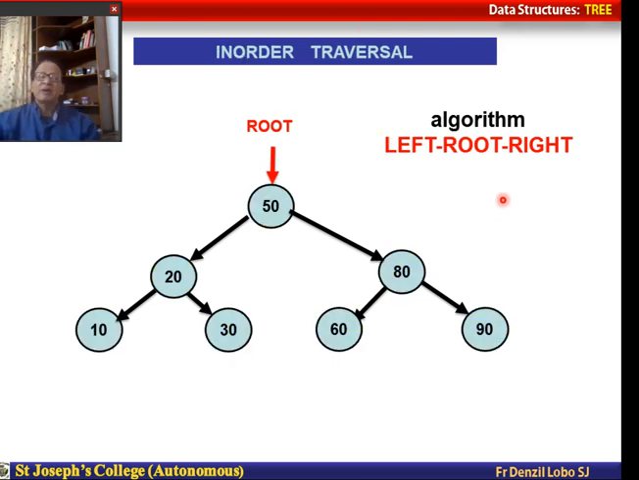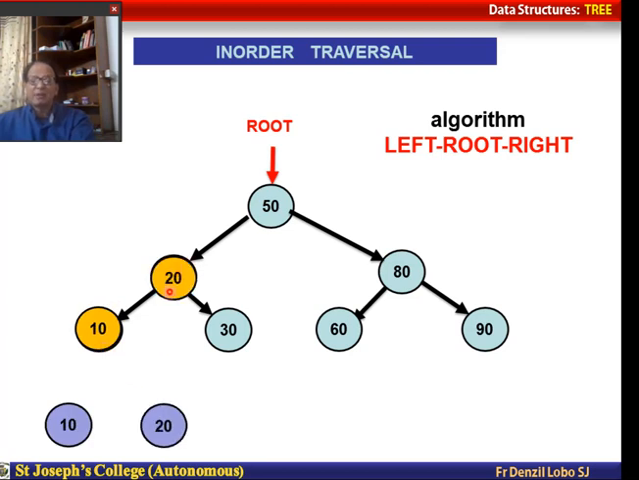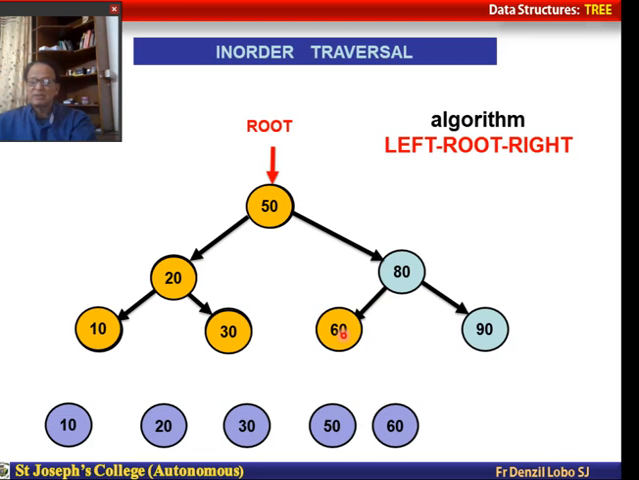Now we come to the in-order traversal of this binary search tree. Again, there is a binary search tree, and the algorithm is left, root, right. I start with the leftmost leaf. So left here, it is 10, I print it. I come to root, I print that root. Then the right subtree, 30. Then I print root. The left subtree is over. I print the root. Then I come to the right subtree. Again, the leftmost is 60. I print it. Then I print the root. Then I print the right subtree. So this is how I have traversed this binary search tree using in-order traversal.